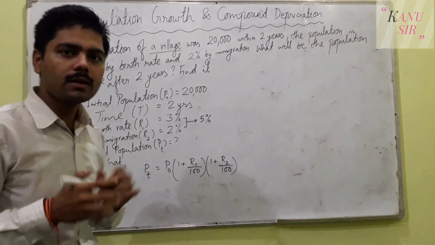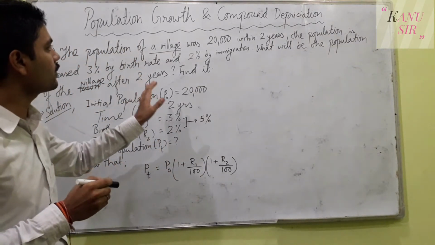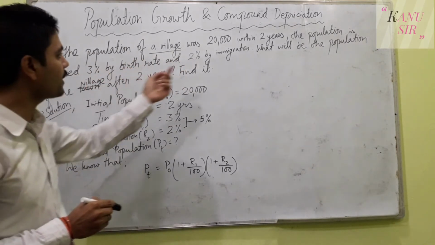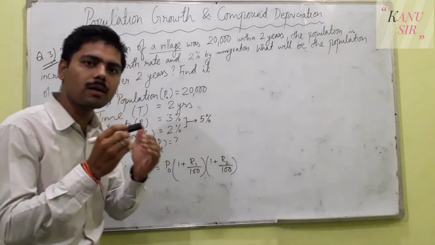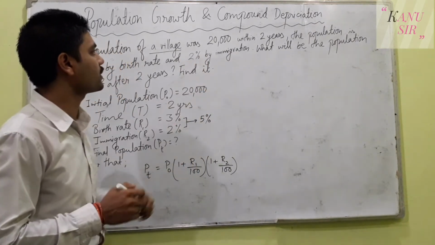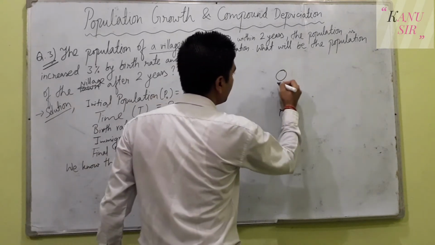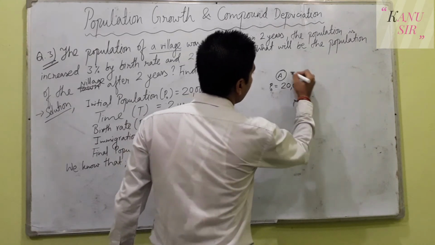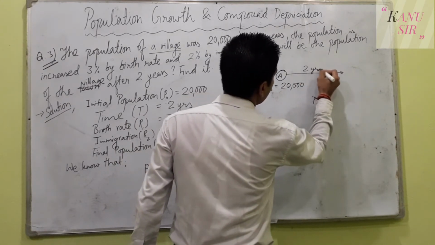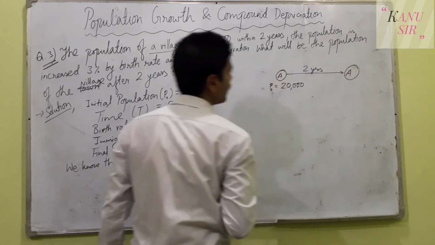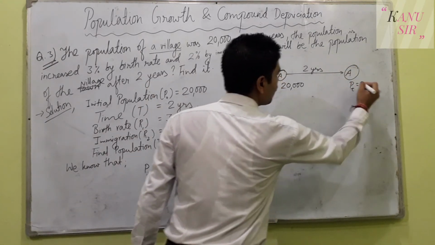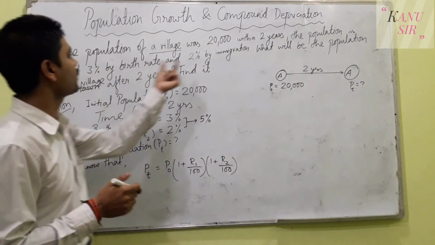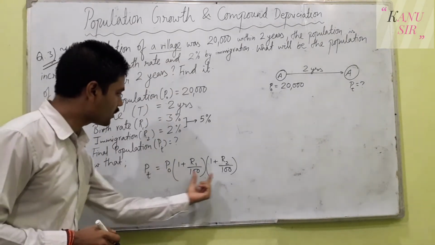Now here in question number 3, the question is a little bit different from other questions. Here two different types of growth rates are given: the birth rate is 3% and immigration, meaning the number of people coming into that place, is 2%. Then let us make the timeline A, and the initial population of a village is 20,000, and after 2 years the population of village A will be P_T, but most of the students will get confused about which rate is to be used here, or whether we shall use this formula.